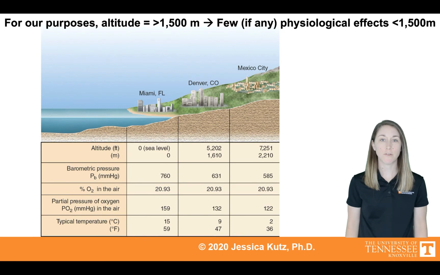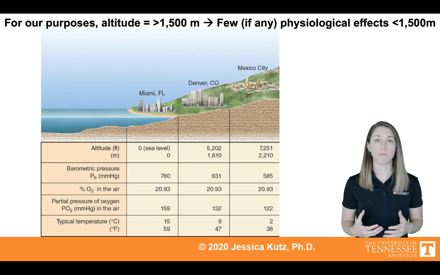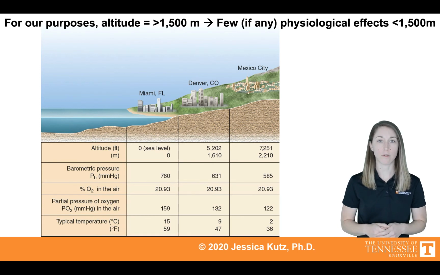As we continue our journey up in altitude, we reach Mexico City. Mexico City sits just above 2,000 meters, so about 2,200 meters. The barometric pressure is about 585 millimeters of mercury. Why is Mexico City relevant? Well, in 1968, the Olympics were actually held in Mexico City.